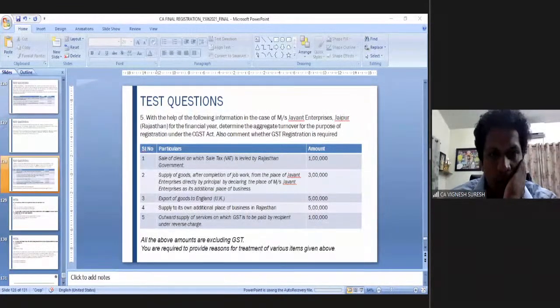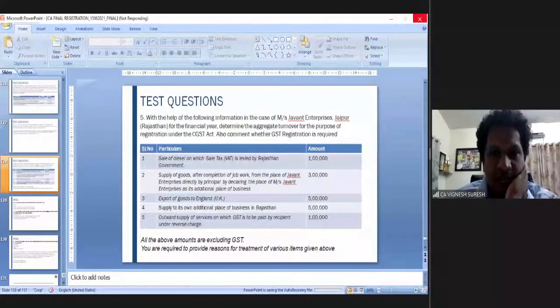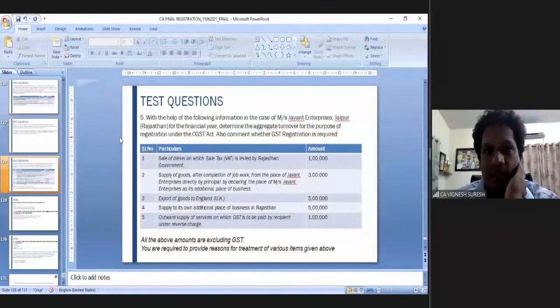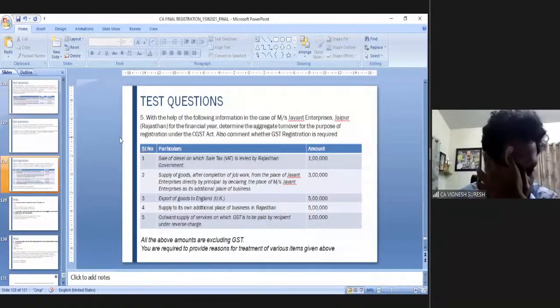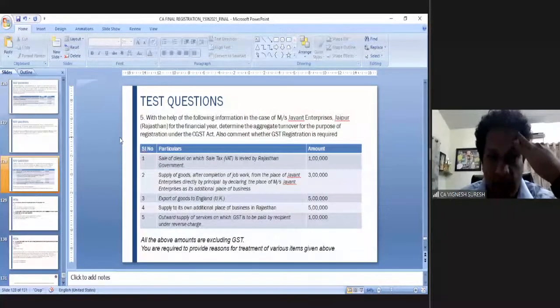Very, very interesting question. What all is to be considered as the aggregate turnover is what we have to see here. First one, sale of diesel on which VAT is levied by the Rajasthan government. So if Jayant Enterprises is making the sale of diesel, it is a non-taxable supply. Exempt supply includes non-taxable supply. For aggregate turnover, you have to also include exempt supply. So therefore, non-taxable supply also is to be included. So 1 lakh has to be taken for the calculation.